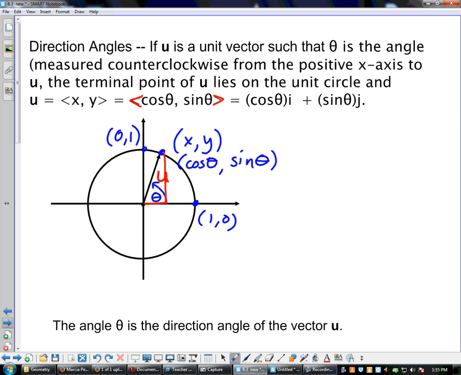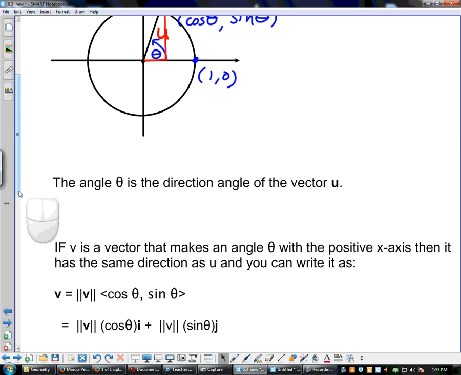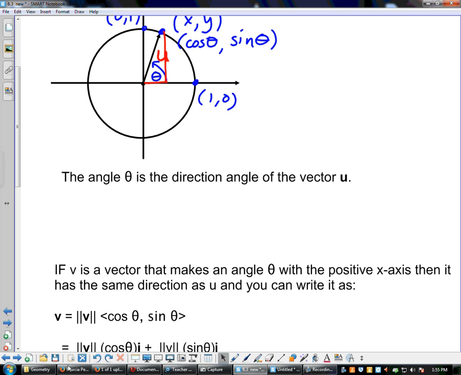Theta will be an angle measurement. Theta is going to be the angle formed by your vector. So, the angle theta is the direction angle of vector u.